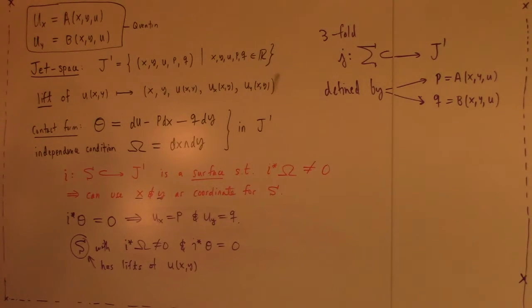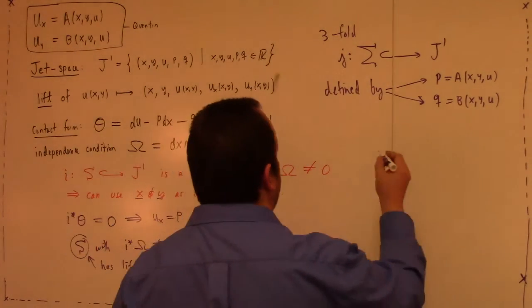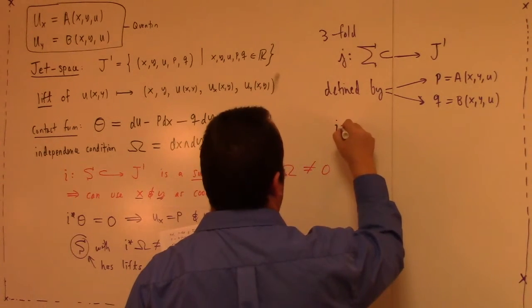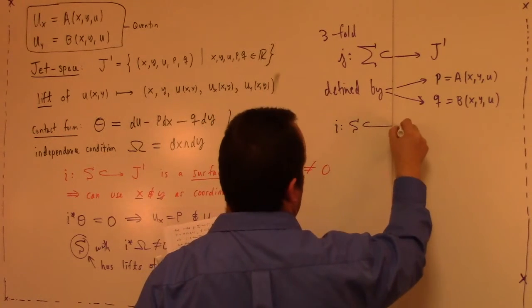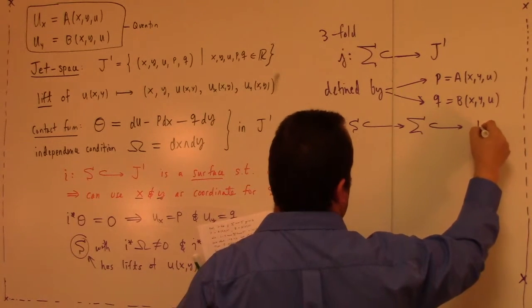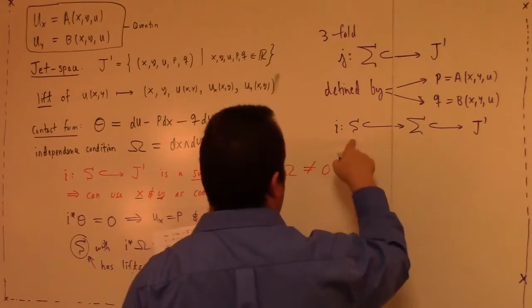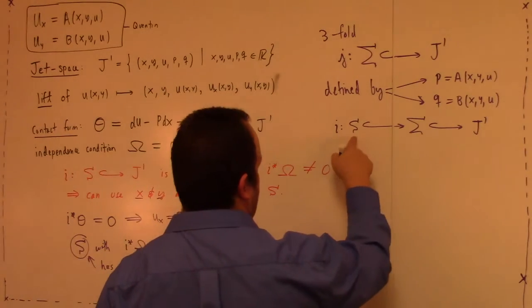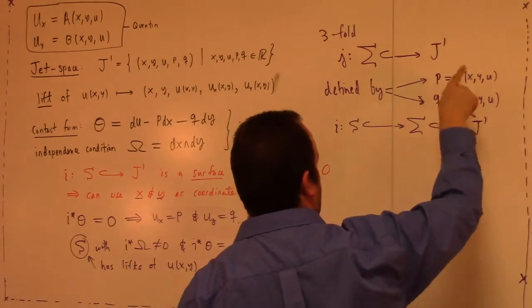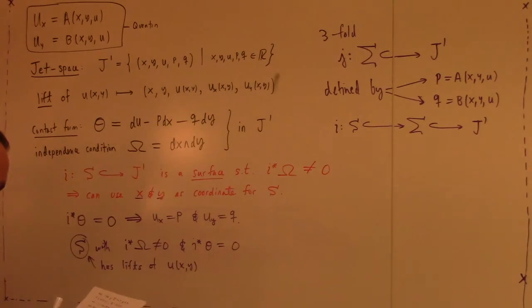Anyway, so that said, if we look at a surface, you have I, which takes the surface and includes it inside this, and then that, of course, goes into the jet space. So in other words, this is going to be a surface with the independence condition and the contact form, and then that's inside this, which has the defining algebraic conditions. Then that will give us a special kind of surface in the jet space, which actually does correspond to the differential equation. All right, so let's see how that goes.